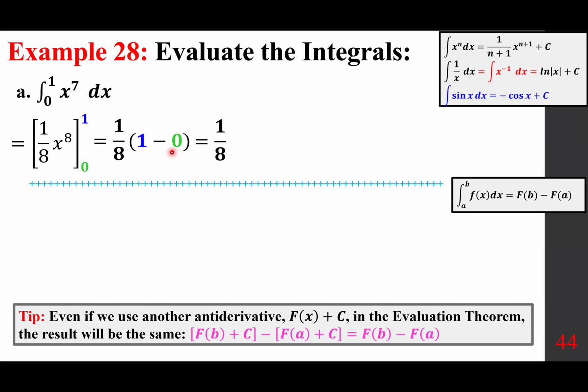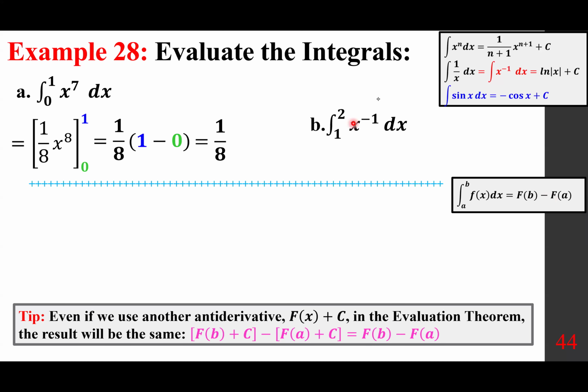Now, tip, this is important to know. Even if we use another antiderivative and we write capital F of x plus c, notice I didn't put a constant here. In the evaluation theorem, the result will be the same because you get F of b plus c minus F of a plus c. These two cancel each other. In other words, when you want to evaluate this, you don't write the constant because they cancel out.